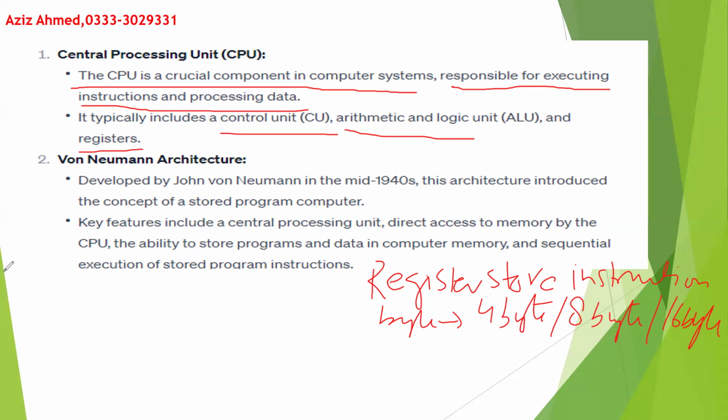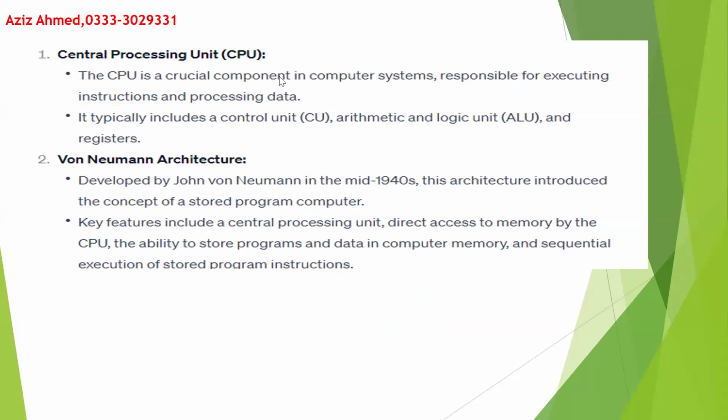Now, this architecture was developed by one of the scientists called von Neumann. This architecture is called von Neumann architecture, developed by John von Neumann in the mid 1940s. And due to his architecture, the first electronic computer came into the world. This architecture introduced the stored program concept. So basically, this person gave the concept of memory: store data in memory, then reuse it, so you can access it next time.